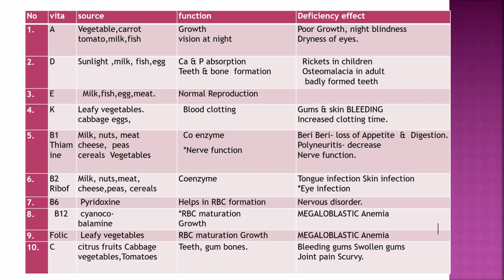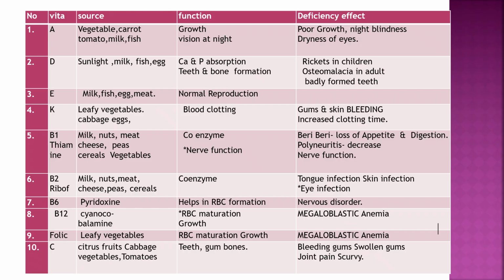Vitamin B1, that is thiamine. Source: milk, nuts, meat, cheese, peas, cereals, vegetables. Coenzyme, nerve function. Deficiency: beriberi, loss of appetite and digestion, polyneuritis, decreased nerve function. Vitamin B2, that is riboflavin. Source: milk, nuts, meat, cheese, peas, cereals. Coenzyme. Deficiency: tongue infection, skin infection, eye infection.